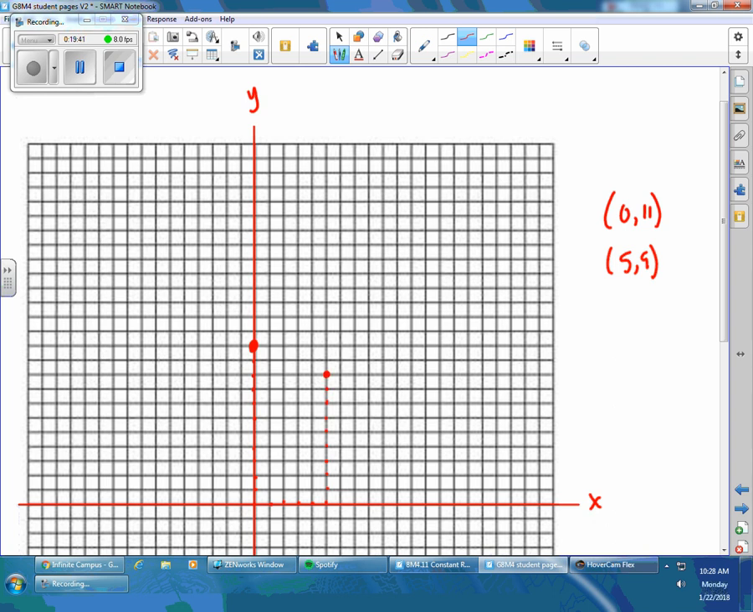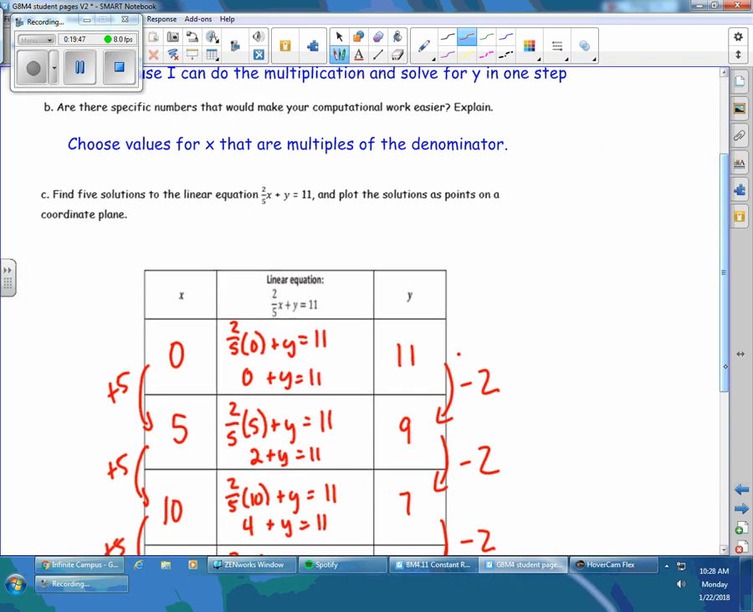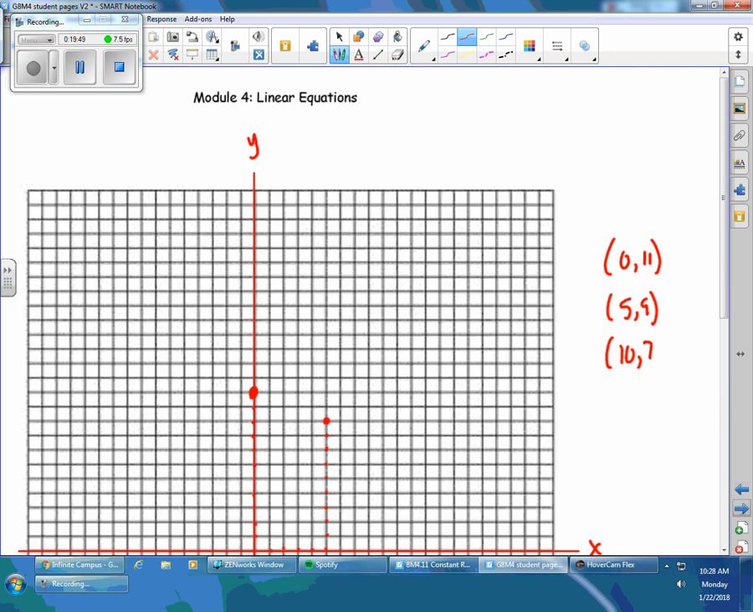And the next one was 10, 7. Okay. Now, before I plot any more, I'm going to show you something cool here.